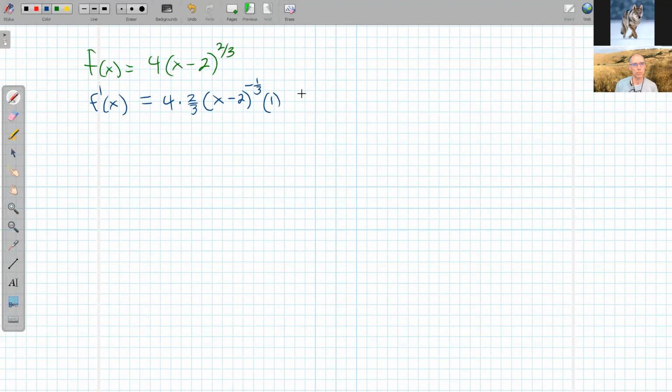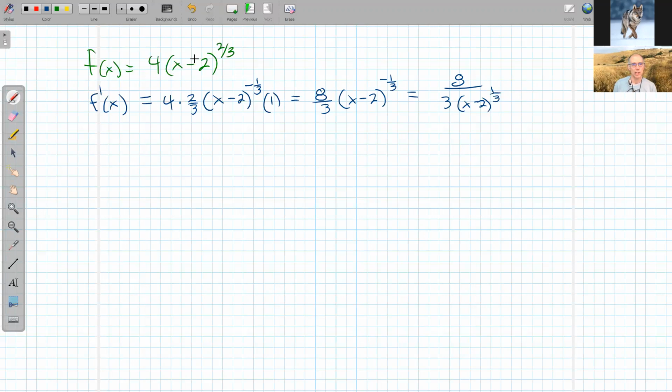So we can clean that up a wee bit. How about 4 times 2 is 8/3. And we could then get rid of the negative by putting this in the denominator. So we could say it's 8/3 divided by (x minus 2) to the 1/3.